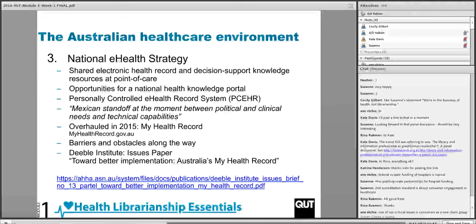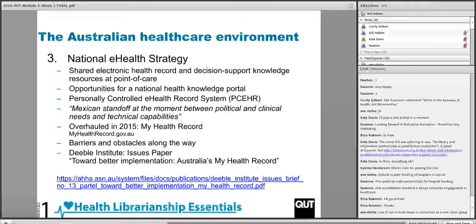And dare I say, this isn't only an issue for health librarians. Obviously, you need to understand it from that professional perspective. But there's a deep personal need to understand what is happening and where your views might fit into all of that as well.